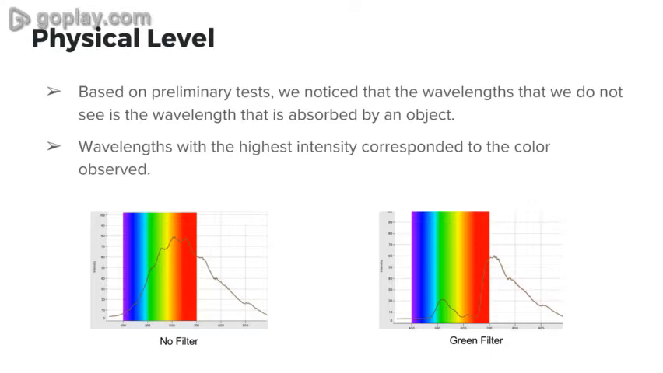Based on preliminary tests, we noticed that the wavelengths that we do not see are the wavelengths that are absorbed by an object. We can see this in the graphs below. Light with a green filter had very low intensities for wavelengths that don't correspond to green.